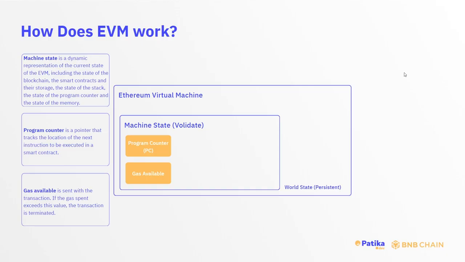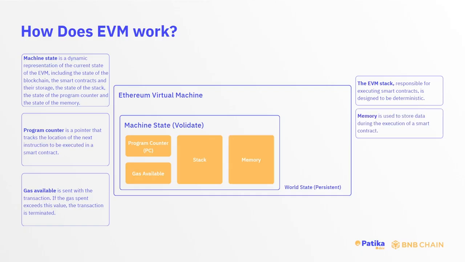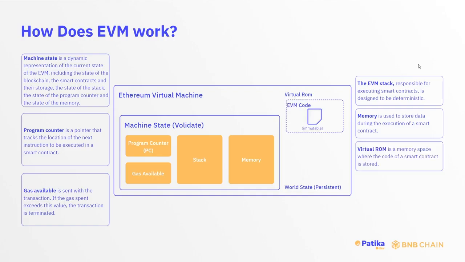Gas available is sent with the transaction. If the gas spent exceeds this value, the transaction is terminated. The stack is responsible for executing smart contracts and it's designed to be deterministic. Memory is used to store data during the execution of a smart contract. So we also have virtual RAM. It's the memory space where the code of a smart contract is stored. Storage is where data associated with smart contracts is stored.